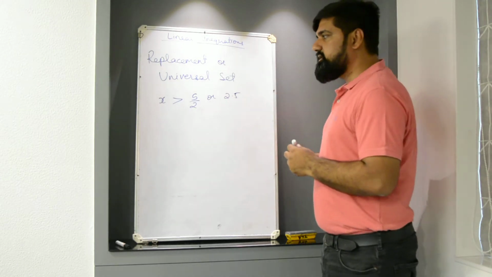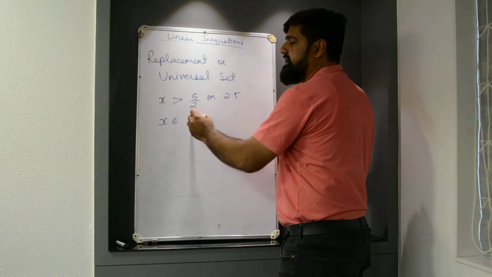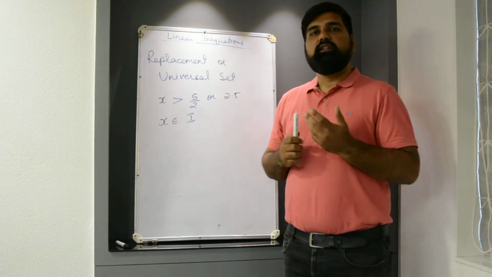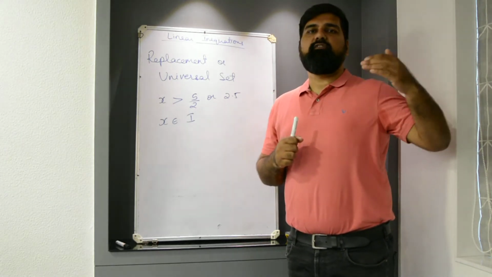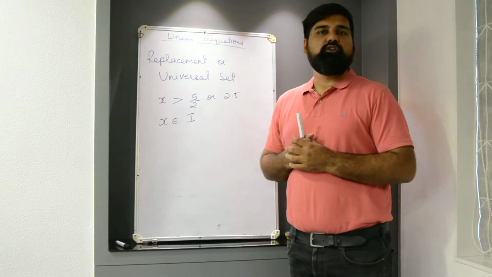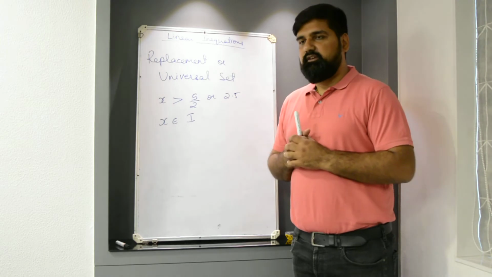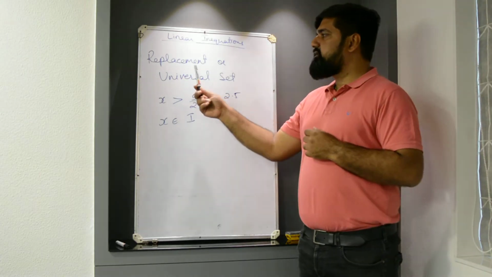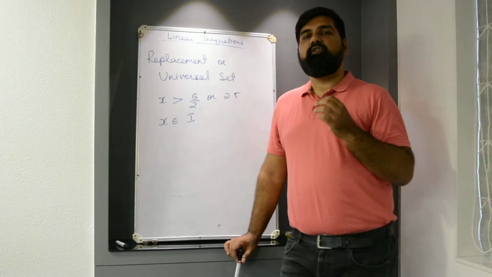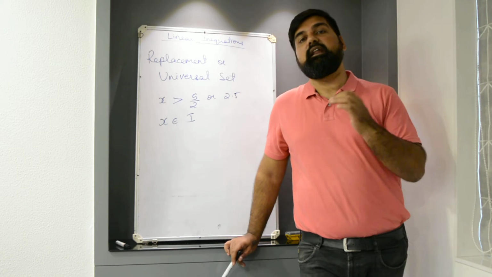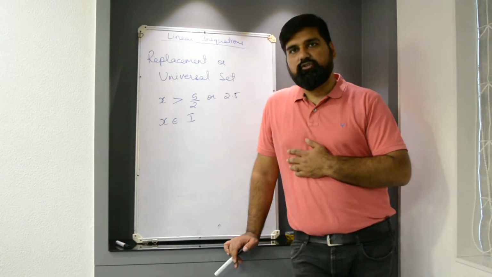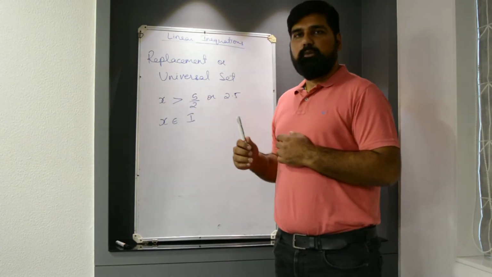But if I mention the set that x belongs to integers, then the value of x won't be in decimal or in fraction. The value of x will be 3, 4, 5, 6, 7. So those integers which are greater than 2.5 will be the solution set for x. That's why they are called replacement set or universal set. Replacement or universal sets are those sets from which the value of x can be derived, and it has to satisfy the inequation which we have solved.